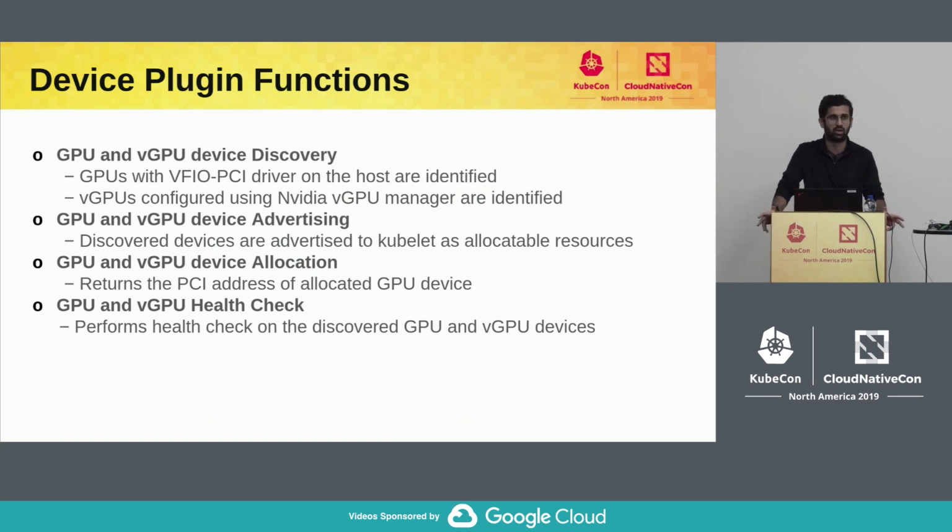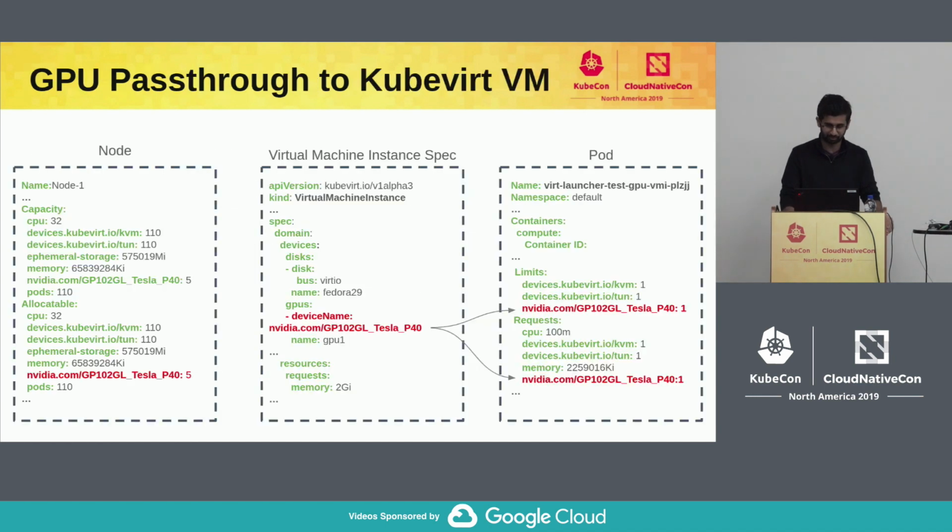Going into a bit more detail of what the device plugin does, a typical Kubernetes device plugin would have these 4 functions. First would be discovery. The device plugin discovers what all GPU, vGPU devices are there on the host. It then advertises it in a manner that your kubelet can understand. Once it does that, it waits for an allocation request from the kubelet. And in the meantime, it is also doing a health check on the devices which it has discovered. We'll go into the details of how it does this in the later slides.